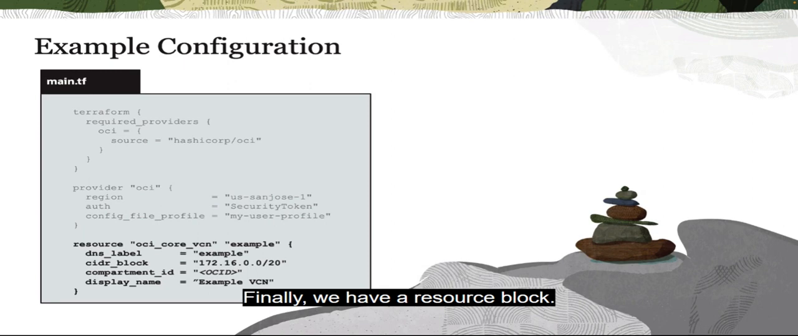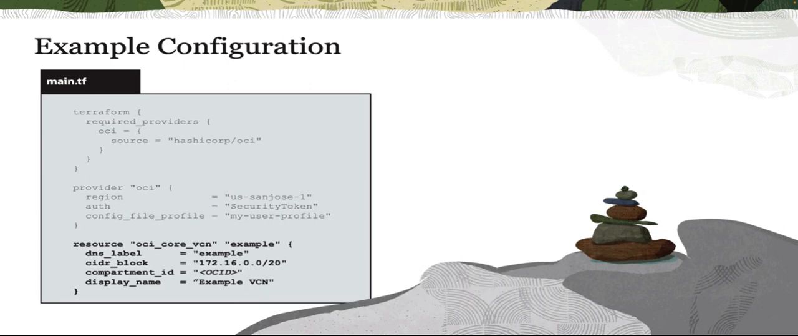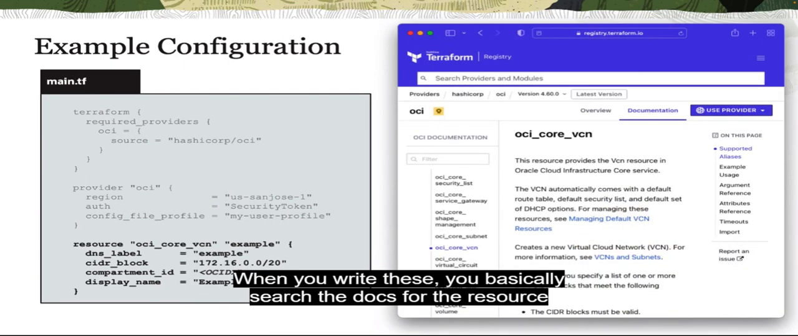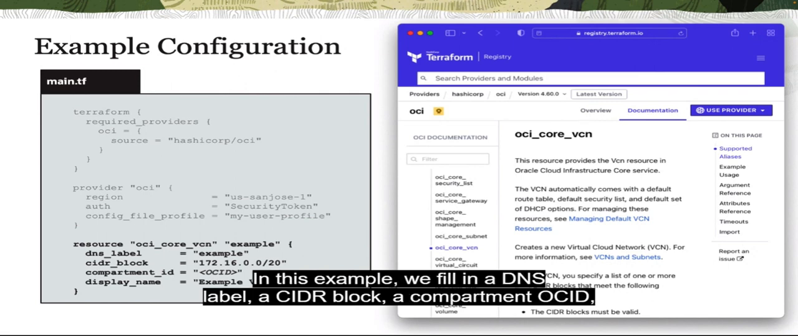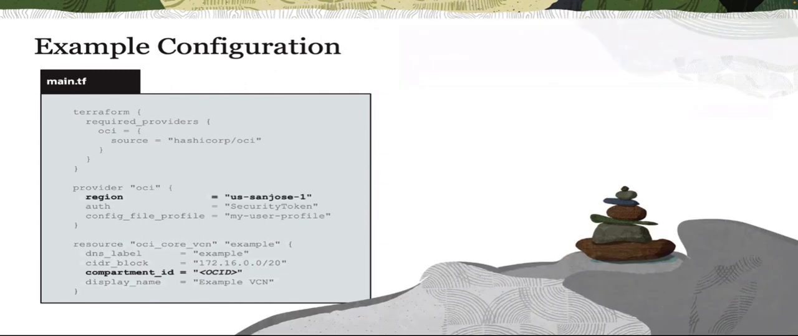Finally, we have a resource block. This one declares that we have a VCN named example. When you write these, you basically search the docs for the resource you want to create and fill in the attributes that it asks for. In this example, we fill in a DNS label, a CIDR block, a compartment OCID, and a display name.